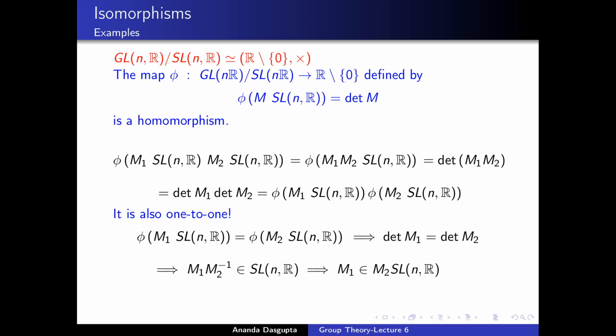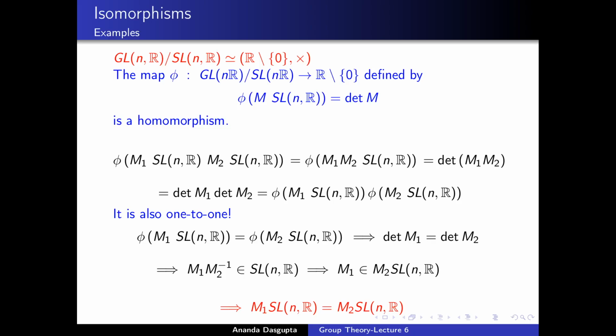has a determinant of 1, so it belongs to SLNR, or in other words, M1 belongs to the coset M2 SLNR. So the coset M2 SLNR can be labeled, as we have been saying, by any one of its elements, so it can also be labeled by M1, and hence M2 SLNR and M1 SLNR must be the same coset. This establishes the fact that this map phi is one-to-one, and so what you end up with is a homomorphism between the quotient group GLNR by SLNR and the set of non-zero real numbers under multiplication, which is not just a homomorphism, it's also a bijection.